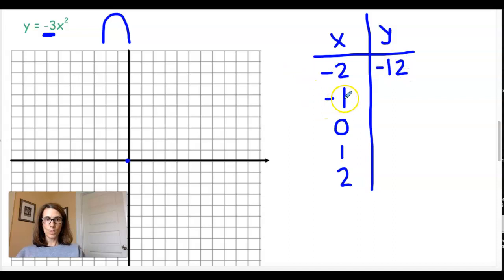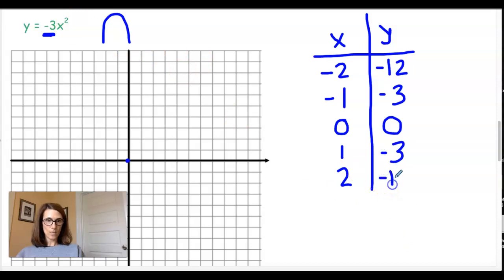Okay, plug negative 1 in. Negative 1 squared is positive 1. Positive 1 times negative 3 is negative 3. Again, this is our vertex, so it's (0, 0). If we plug a positive 1 in, 1 squared is 1, so we get negative 3. And if we plug a positive 2 in, again, we're going to get a negative 12.